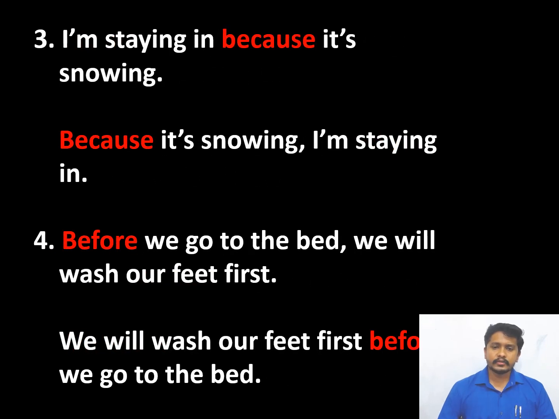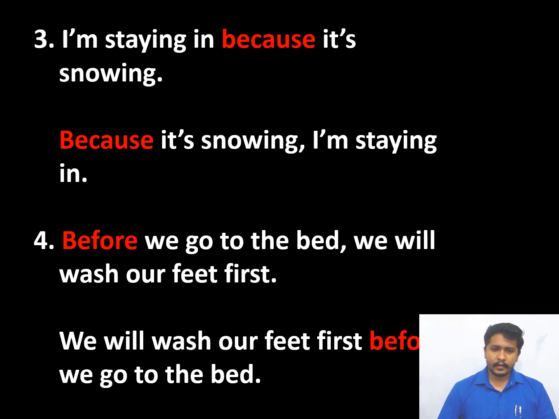Third one, I'm staying in because it's snowing. There is no comma because of the conjunction used there. Because is the conjunction, and it is in the middle. So first is the independent clause, then the conjunction, then the dependent clause. Because it is snowing, I am staying in. The conjunction came first, the dependent clause is used first, so the comma is there.